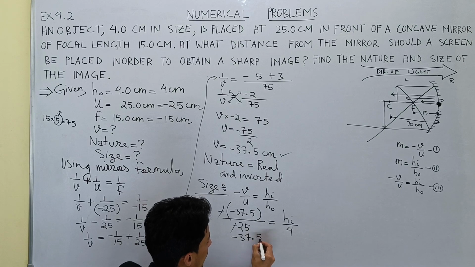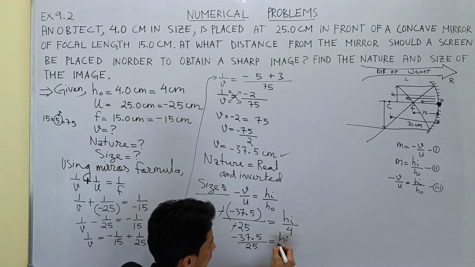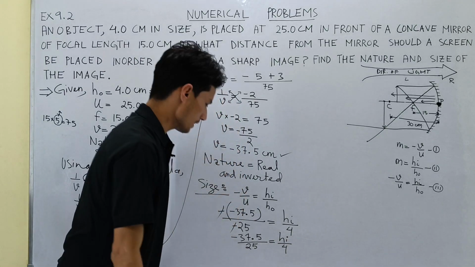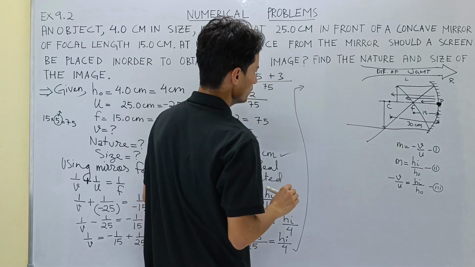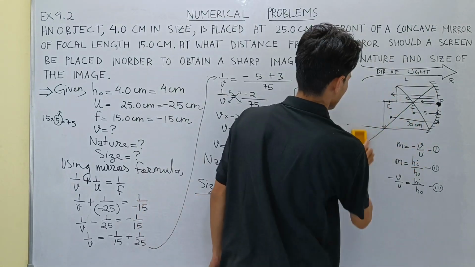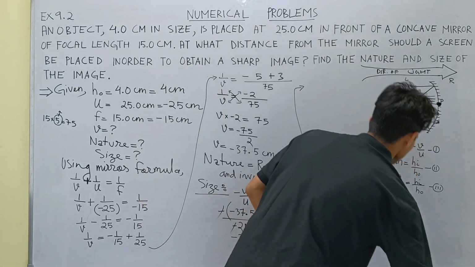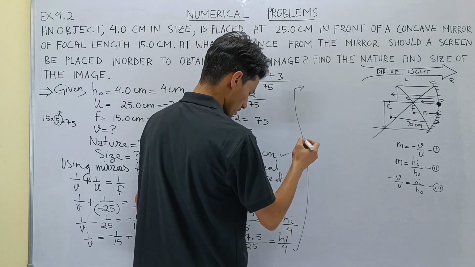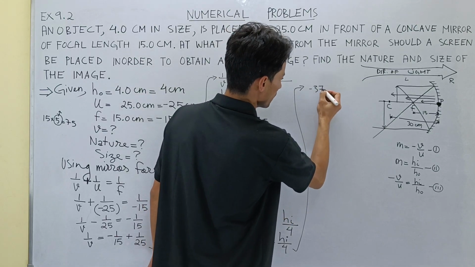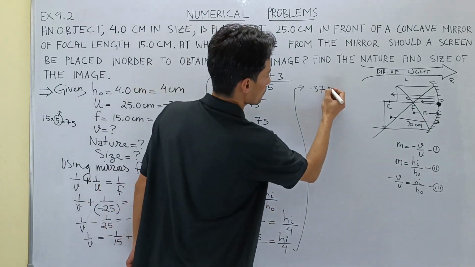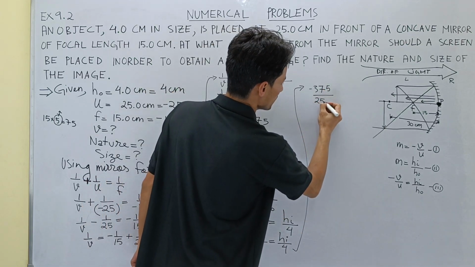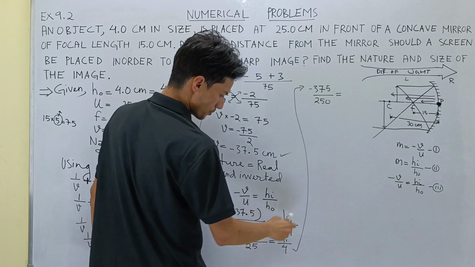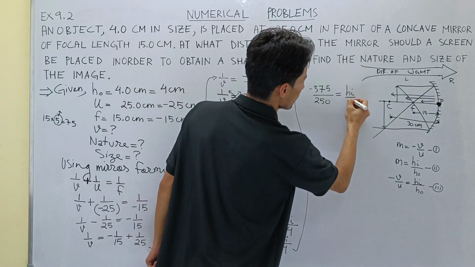So what you got, you write them down: 37.5 you have here, and you have 25 here, and you have hi by 4. In the next step, we will remove the decimal. If I remove the decimal, 37.5, decimal is gone, so it will be 375. And the denominator will get 10, so it will be 250, isn't it? And then this will be hi by 4.